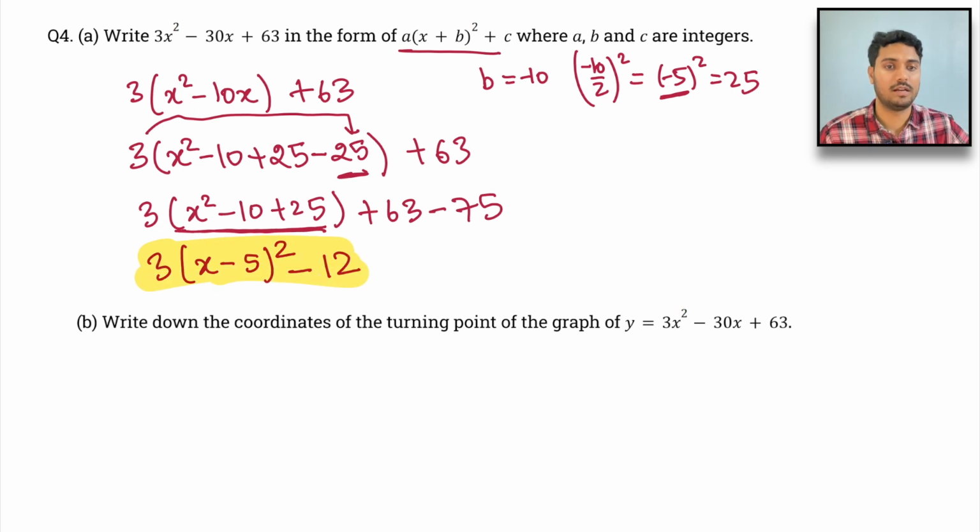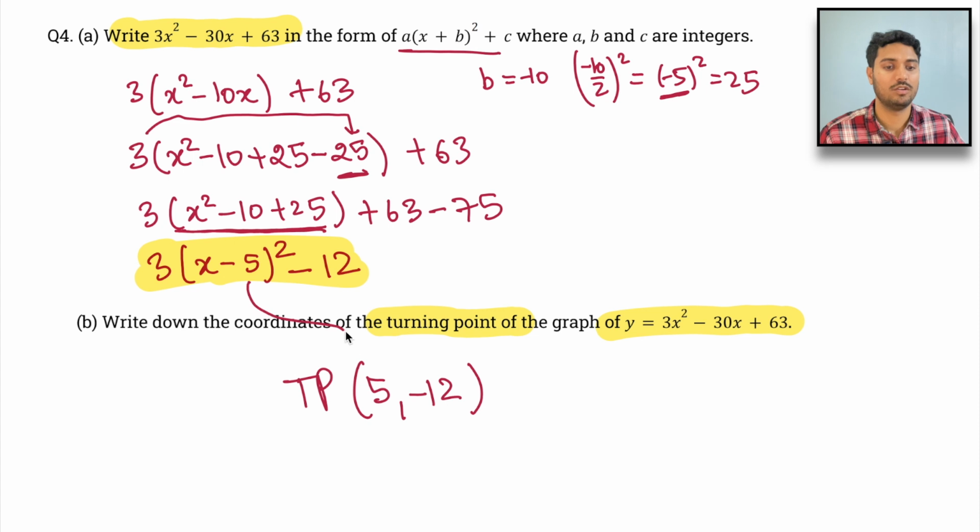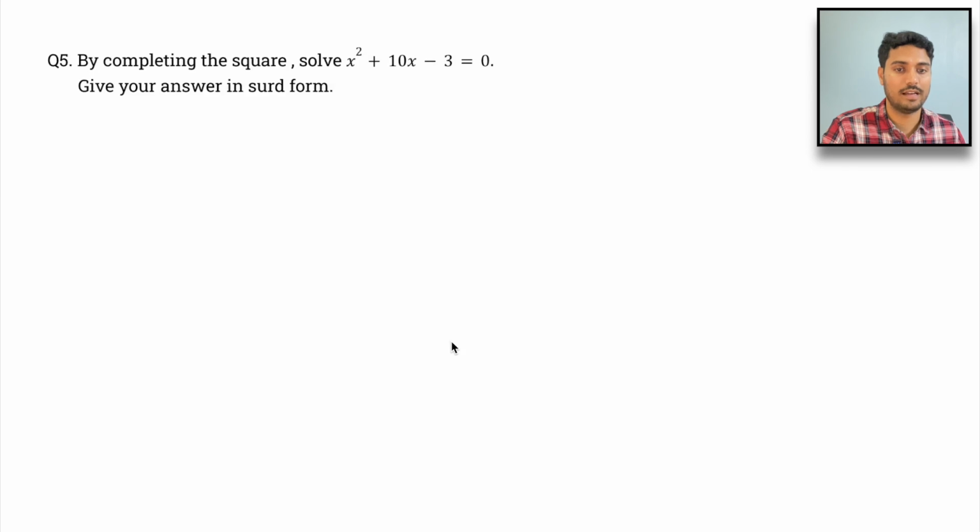Now it again says write down the turning point of this graph, which is the same expression. So the turning point is going to be 5, negative 12. This is positive 5. You change the sign and write it as negative 5. Negative 12 will be written as it is, and this is the turning point. Let's try the last question.